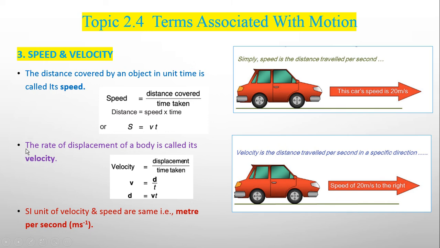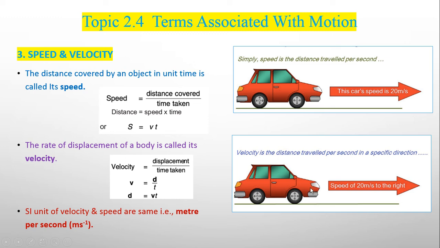Velocity: the rate of displacement of a body is called its velocity. You have to know that the basic difference between speed and velocity is that speed is a scalar quantity and velocity is a vector quantity. You can see here speed is derived from a scalar quantity, distance, and velocity is derived from a vector quantity, displacement. You can see here velocity is distance traveled per second in a specific direction.